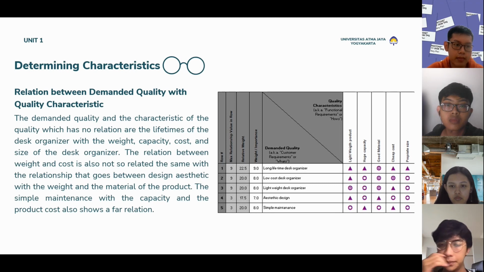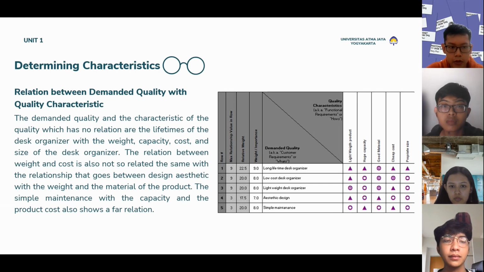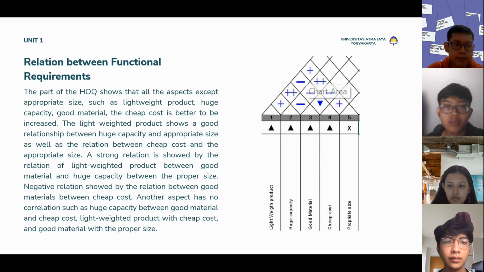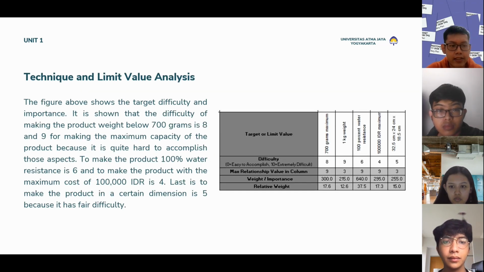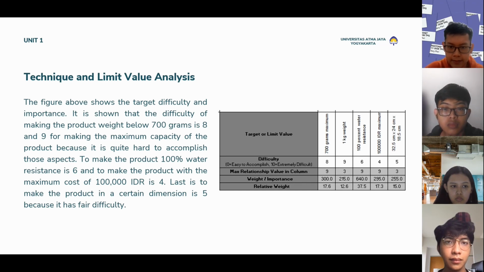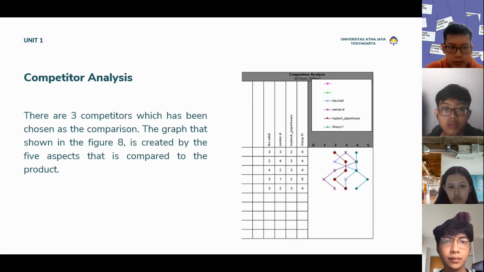Next. And here is the house of quality, one of the methods that we use. And here is the relation between the demanded quality and the quality characteristics. Next. And here is the relation between the functional requirements from the house of quality. Next. And here are the technique and limit value analysis from the house of quality. Next. The last is competitor analysis.